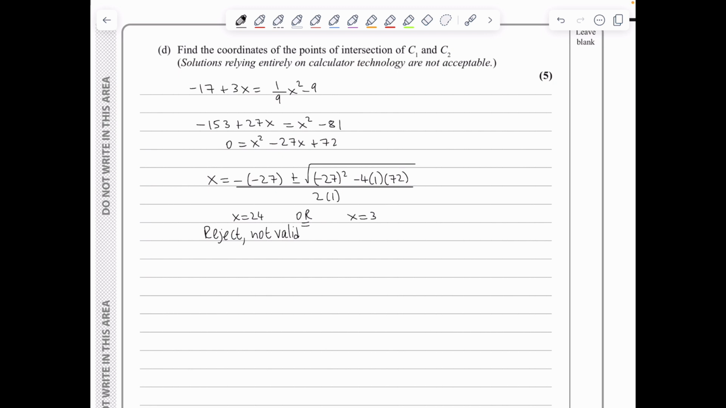So I'm going to find the corresponding y coordinate. So y is going to be 1 over 9 times 3 squared minus 9, which gives an answer of negative 8. Now the other solution, I could simply state by looking at the graph. It's at x is 9, which means that y is 0. And therefore we conclude that the 2 points of intersection have coordinates (3, negative 8) and (9, 0).